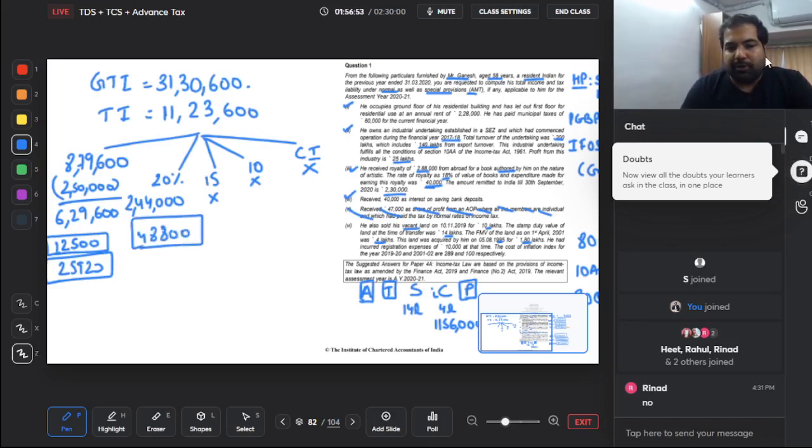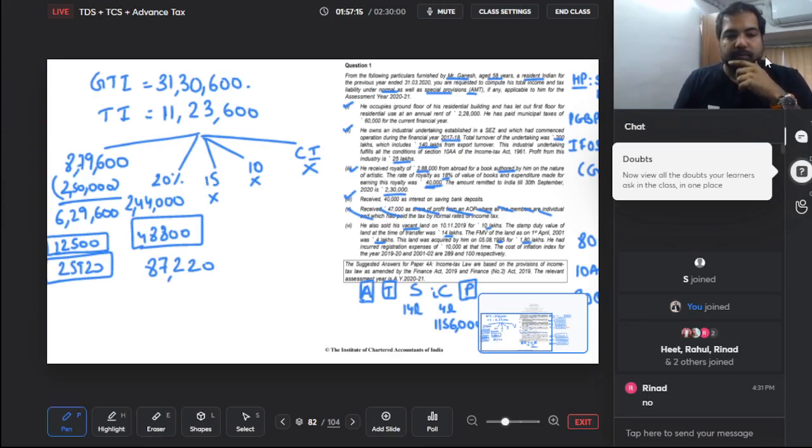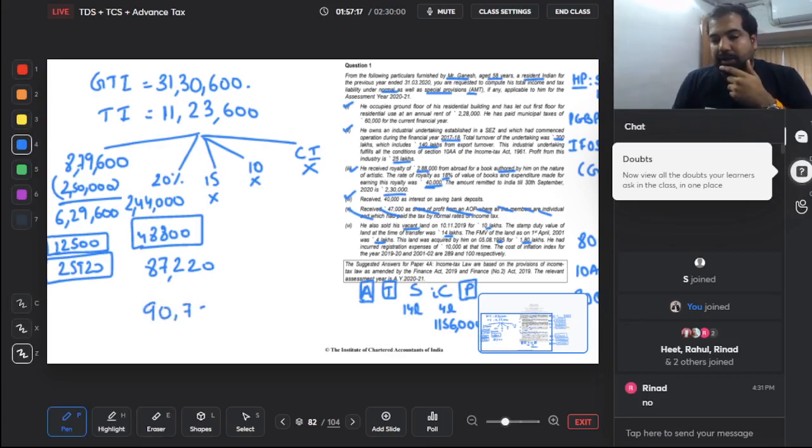So this is how you have to calculate the tax liability. So this is 87,220 is the total tax liability. This is basic tax, no surcharge, only cess into 104% is 90,708.8. Ignore this, 708 becomes 90,710.